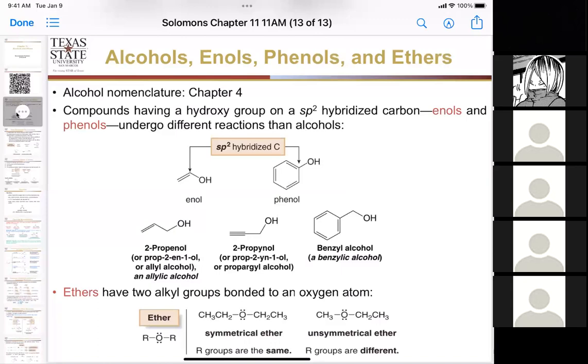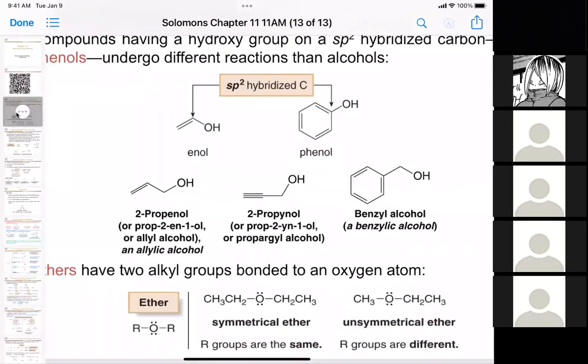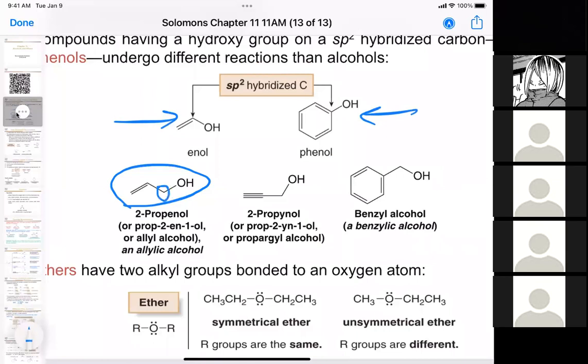Okay, so in the case of that, we also have a bunch of other ways to look at these. We have a couple of common names. In this case, this is not an enol. Why? Both of these are sp2 hybridized carbons. This is an sp3 hybridized carbon, so it is not an enol, it's just an alcohol. We have 3 carbons, with the alcohol on the 1 carbon, and the double bond starts on the 2 carbon.